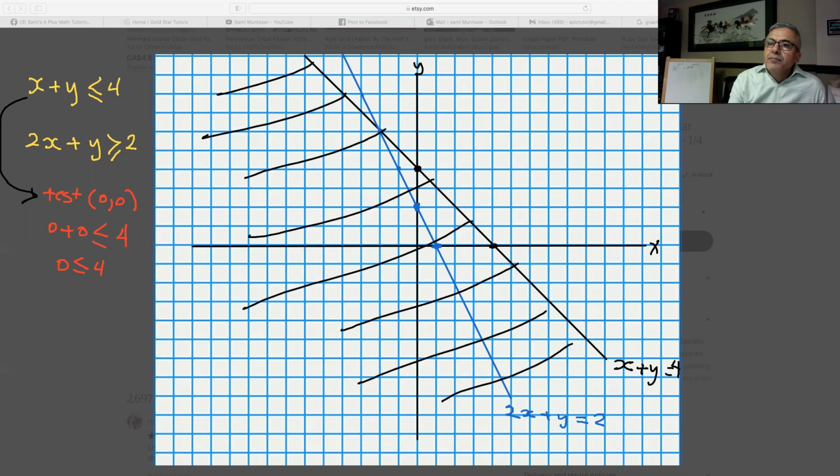Now, how about the other one? I'm going to test again 0, 0 as well for the blue line, so I'm just going to get 2 times 0 plus 0 is greater than or equal to 2. Now I have 0 is greater than or equal to 2. That's false. So if it's false, I don't shade where 0 is for the blue line. The 0, 0 is on this side of the blue line. And since it's false, therefore I don't shade on this side, I shade on the opposite side.